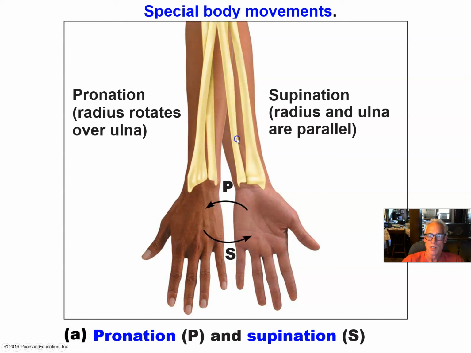So remember, the ulna is the medial bone, the radius is the lateral bone, and if we rotate the radius, it's going to flip the hand over, causing a movement called pronation. And then if we move the hand back towards anatomical position, so the palm faces anteriorly once again, that's called supination.